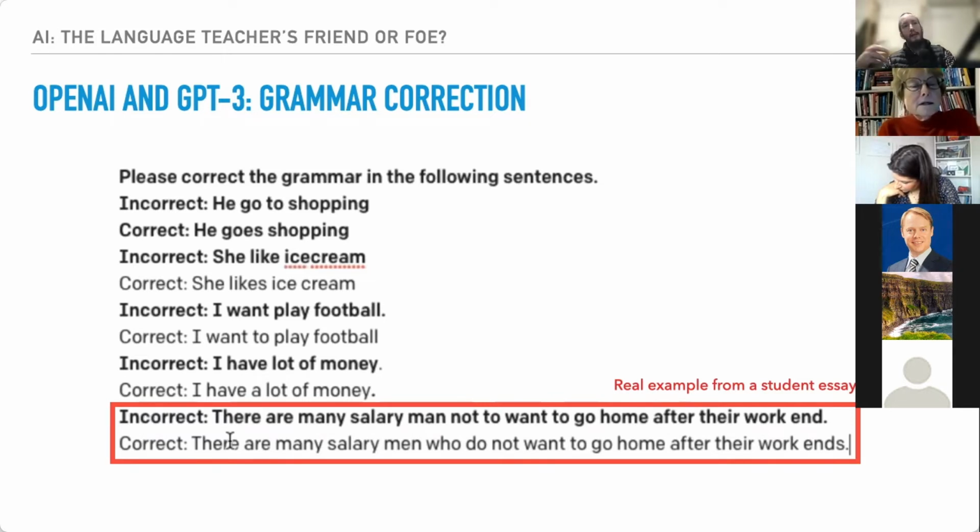Then I thought, okay, well, that's interesting. It works pretty well on these very simple contrived examples, but how does it perform on actual student text? So this is an example. The last one I provided was from an actual student essay that I received in one of my classes. "There are many salary men not want to go home after their work ends." Now that contains multiple errors, not just one error. And the system came back with a correct sentence: "There are many salary men who do not want to go home after their work ends." I was very impressed that it could identify and fix multiple errors in a single sentence.